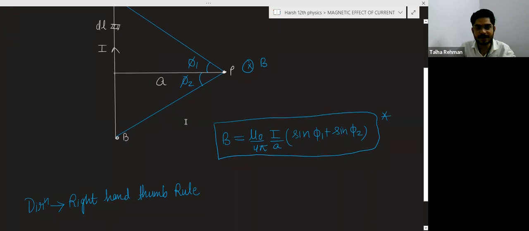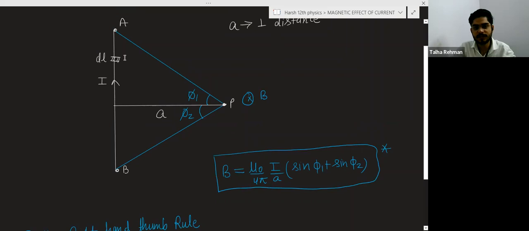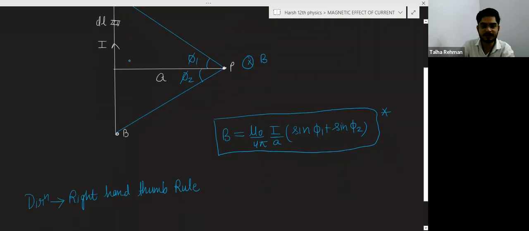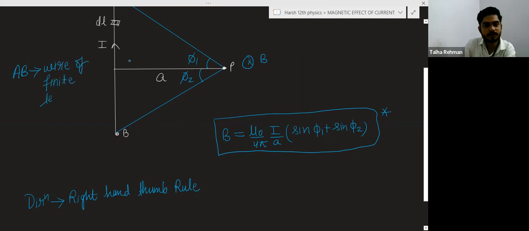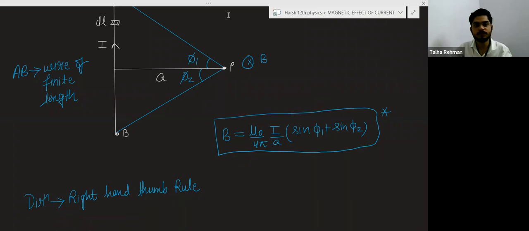This is the wire of finite length. AB is the wire of finite length. Just remember this point, and we are going to calculate the magnetic field due to a current carrying wire of infinite length.